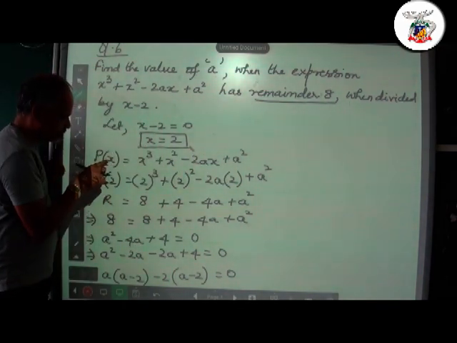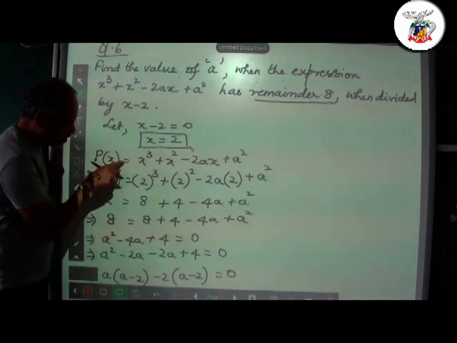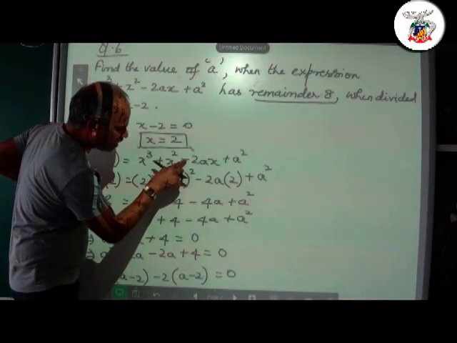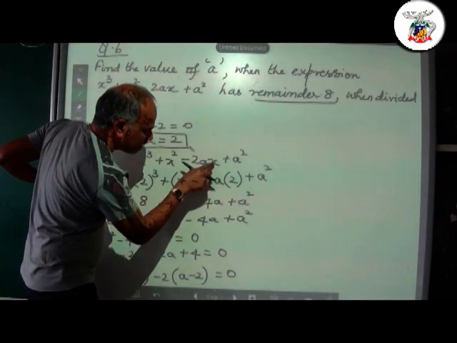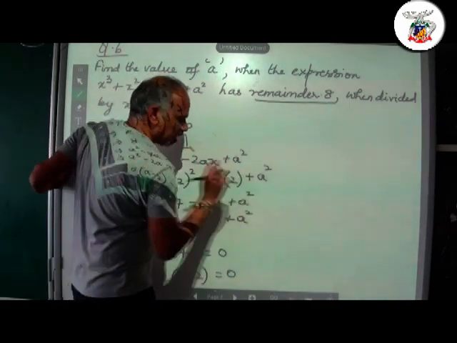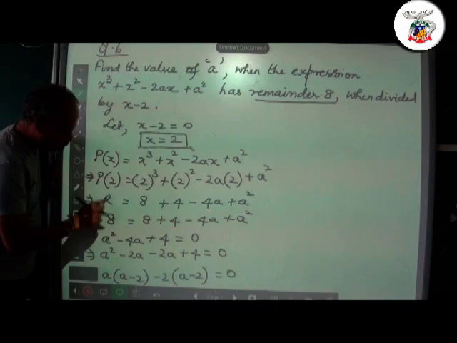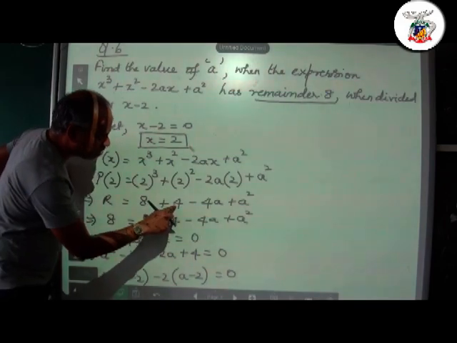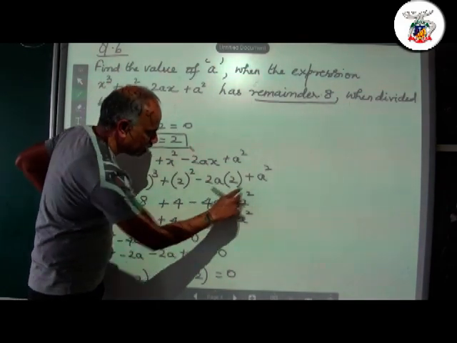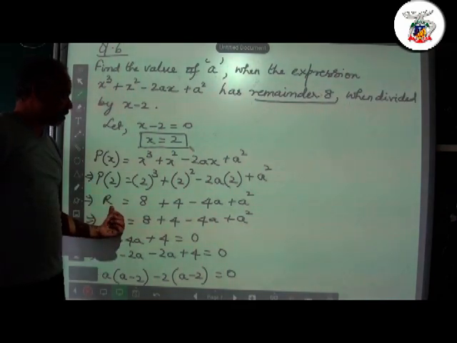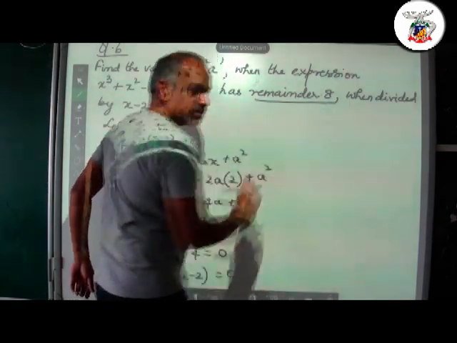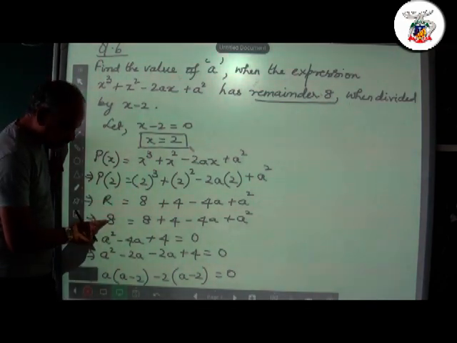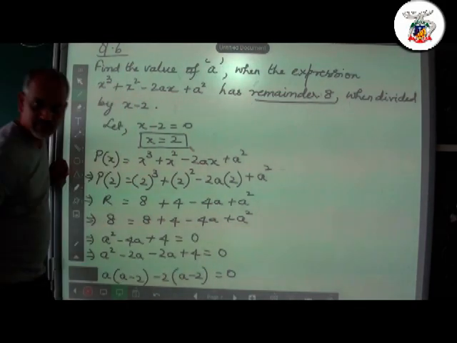X is 2. So this becomes p of x is 2 is equal to x value is 2 cubed plus this becomes 2 squared minus 2 multiplied with a into x value is 2 plus a squared. This gives you the remainder, r is the remainder, equals 2 cubed is 8 and 2 squared is 4 and this together gives you minus 4a plus a squared. But if you look at the question, the remainder here is 8. So this r value, which is the remainder, is 8.